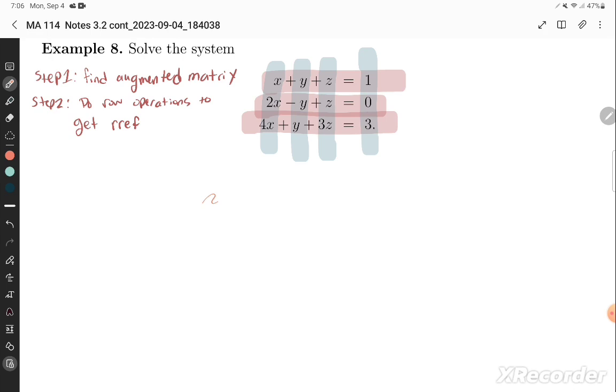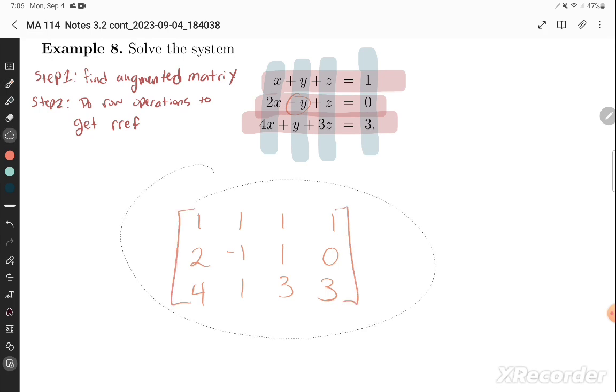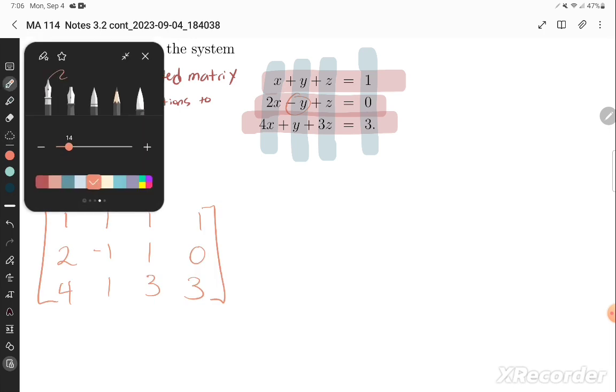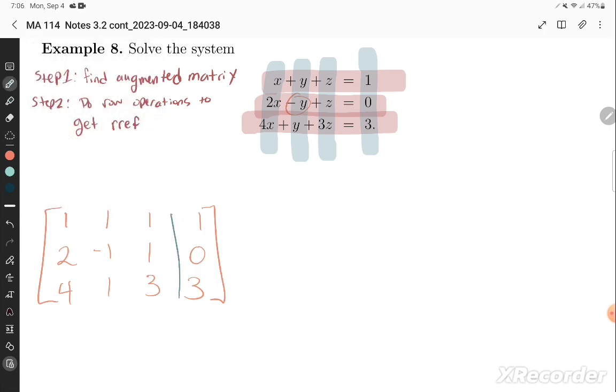So I look at the first equation. I've got 1, 1, 1, 1. The second one's got 2, and then -1 because of that minus sign here. And then 1, and then 0, and then 4, 1, 3, 3. This is my augmented matrix. Some people like to put the bar here, if that makes you feel better.